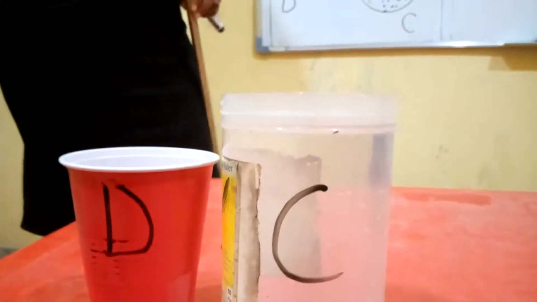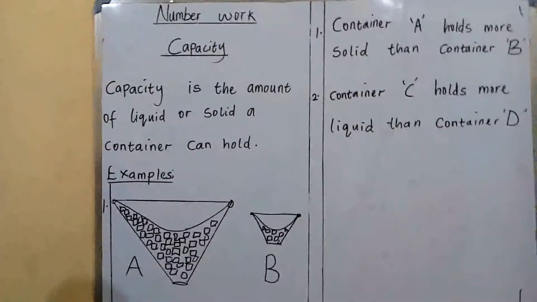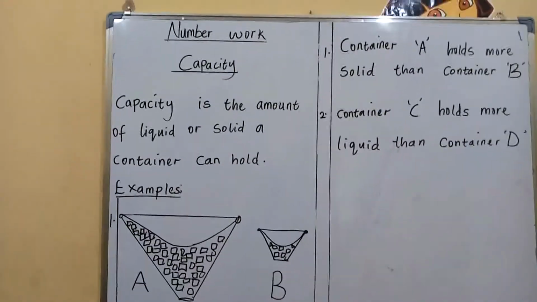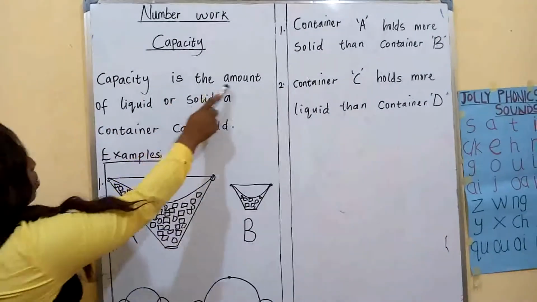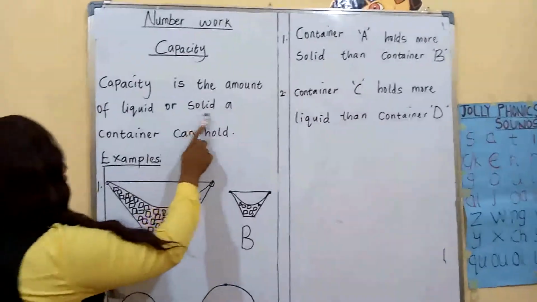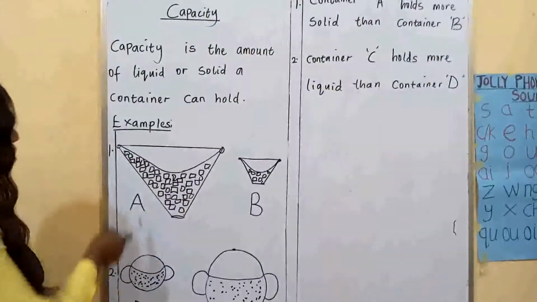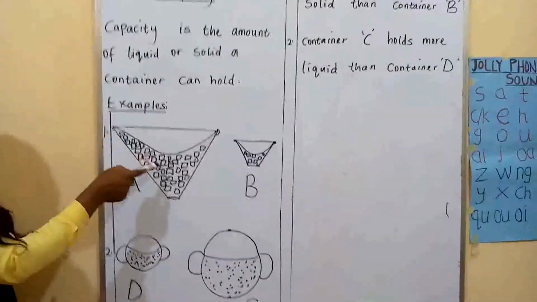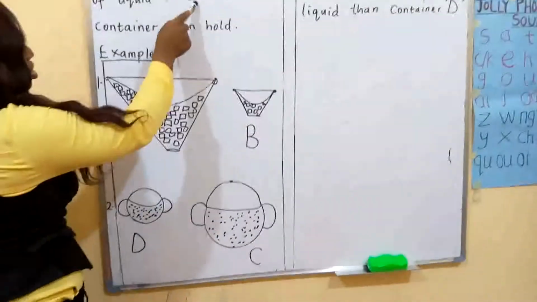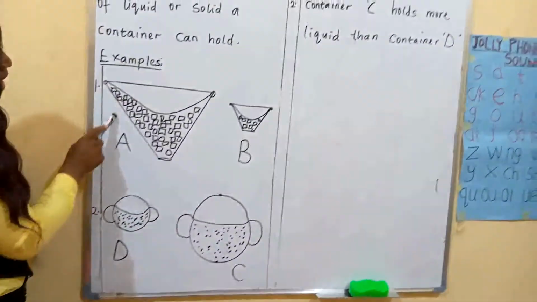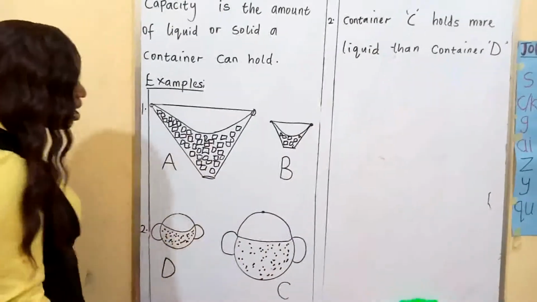So that's why we were saying that capacity is the amount of liquid or solid a container can hold. And we had some examples here. We had container A holding lumps of sugar in the solid form. That's talking about the solid. Container A is bigger than container B. It holds more sugar than container B.